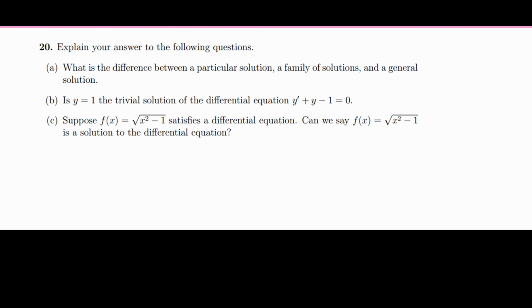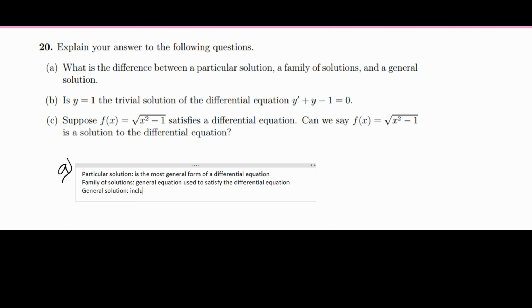So for number 20, it asks us to explain the answer to the following questions. For part A, what is the difference between a particular solution, a family of solutions, and a general solution? So we can list out the definition for each of them. A particular solution is the most general form of a differential equation. A family of solutions is also a general equation that can be used to satisfy the differential equation. A general solution includes all possible solutions. These are all different.